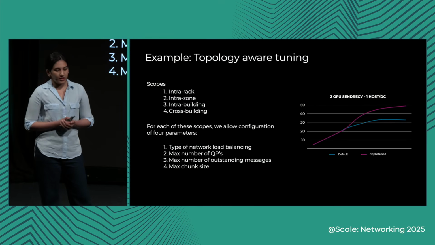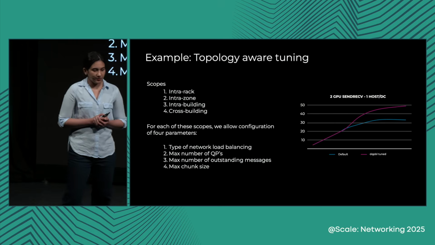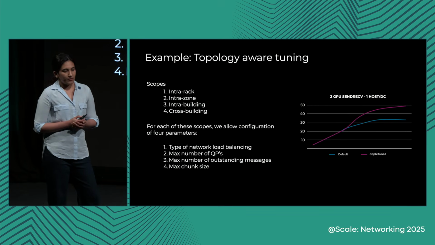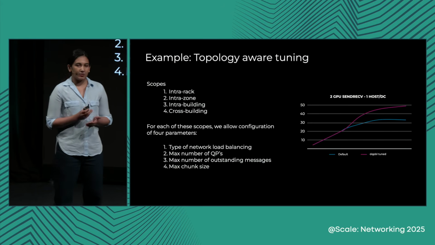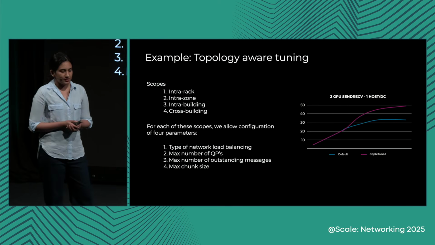Here we present the point-to-point send-receive results with DQPLB and out-of-box NCCL. We see almost line rate performance with DQPLB when we have 2 GPUs communicating in different buildings. This is something that baseline NCCL cannot achieve due to some of the architectural limitations, like the 2-stage copy and the lack of topology awareness.